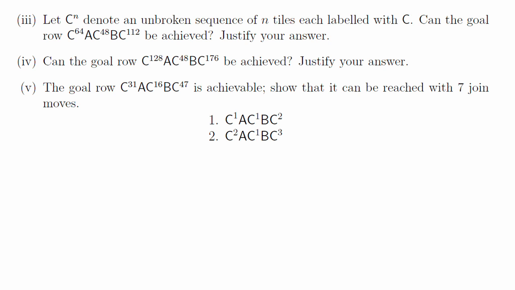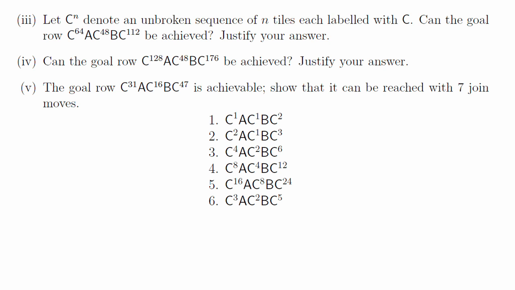Part 5, write down the basic rows, then join the second one to itself. Do it again, then do it again. Join the two basic rows together, then join that to the third row, join that to the fourth row, and then join that to the fifth row for the goal row.